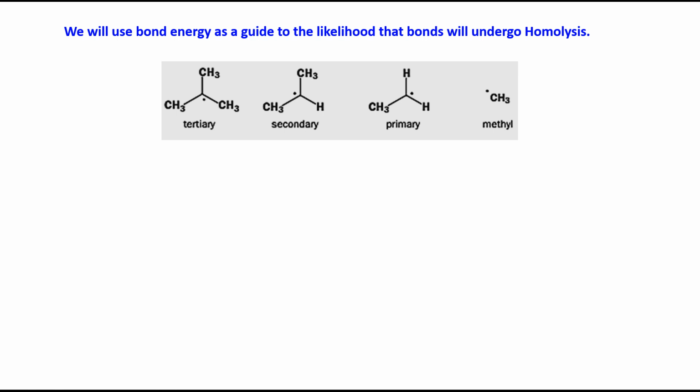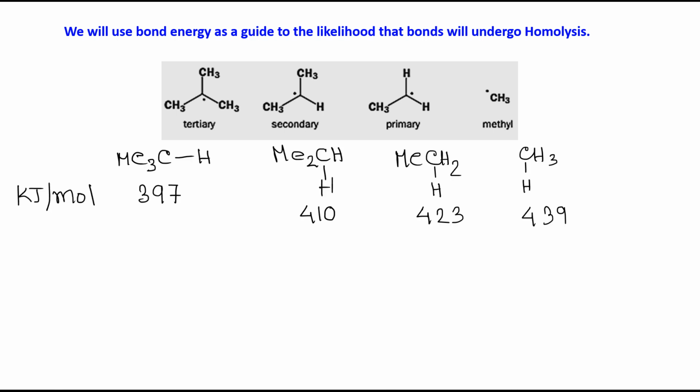So see, here we have this Me3CH. If you break this bond, basically you get this tertiary free radical. If you break this carbon hydrogen bond of Me2CH2, you get the secondary radical. Then MeCH3, which is basically ethane, CH3CH3. If you break this bond, you get this radical. And the last one is simple, methane. If you break one of the carbon hydrogen bonds of methane, you get methyl radical.